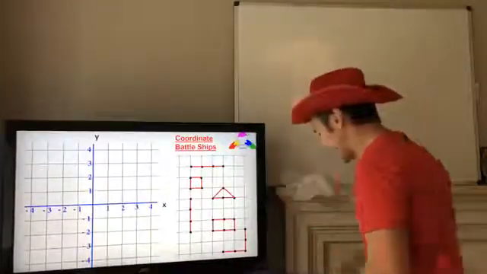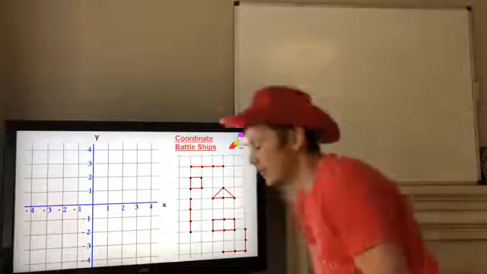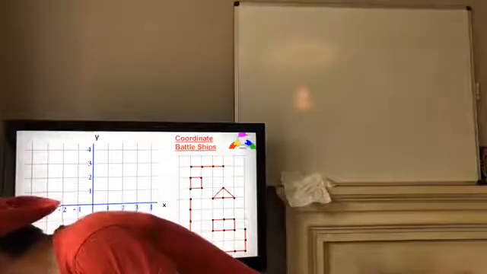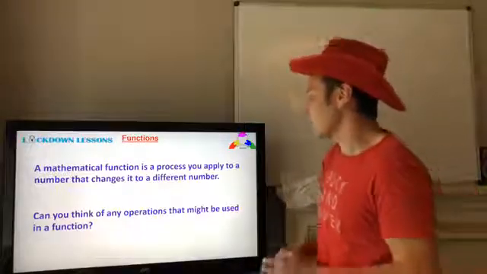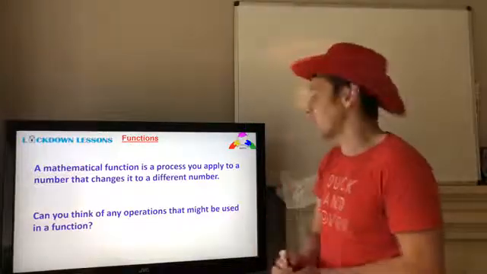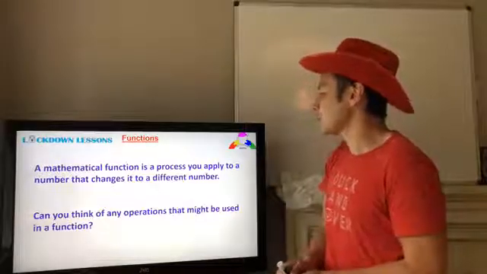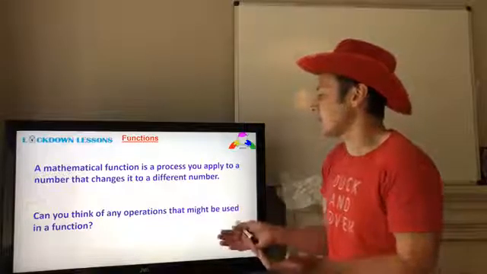I think that was in the GCSE lesson. Okay, anyway, this is something a bit different. So, we're going to look at functions, okay? A mathematical function, and you might not come across this word before, it's a process you apply to a number that changes it to a different number.